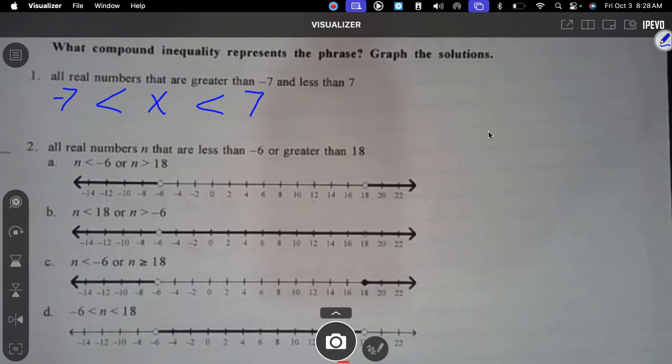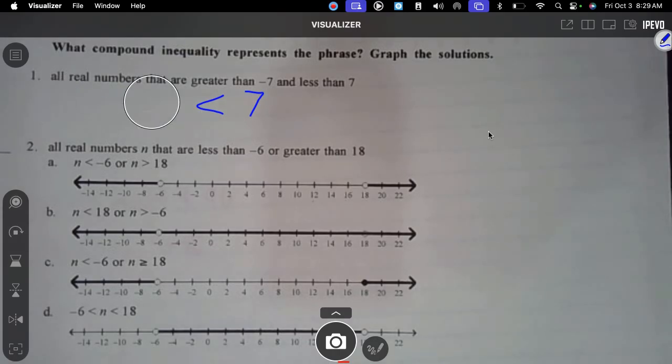Okay? They must point this way. So it says -7 less than x less than 7. Or x is between -7 and 7. Or you can say x is greater than -7 and x is less than 7. If I graphed it, what two numbers would x be between? -7 and 7. Do we understand that? Hopefully we're starting to get that.